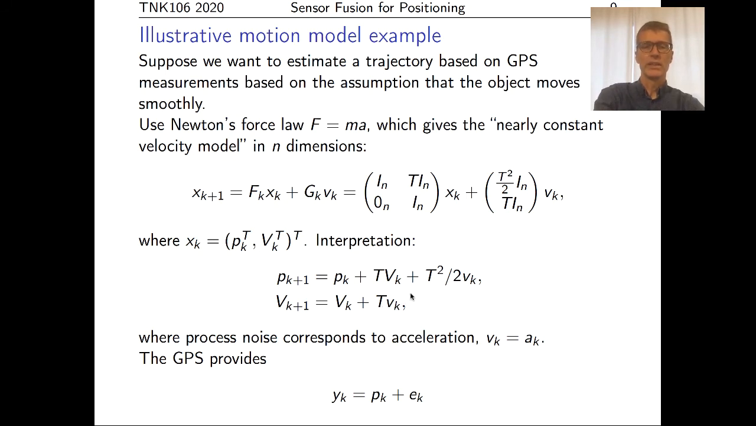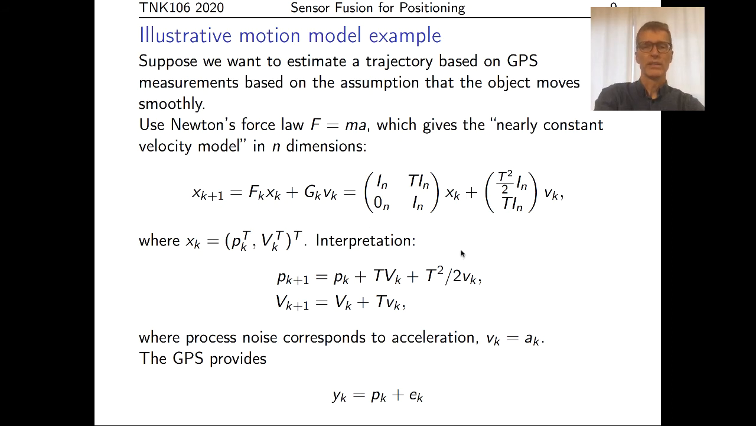How you can get this state space model from this simple Newton's law is explained in one of the modeling lectures, basically by applying a continuous state space model of this equation and then discretizing it. But this is the standard form of a motion model for the Kalman filter. It's a linear function of the state plus a linear function of the process noise that gives the next state here.